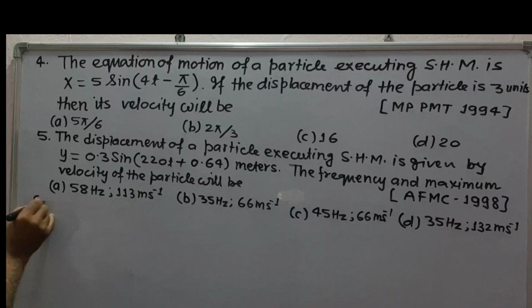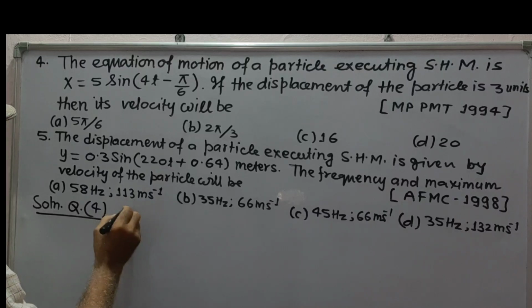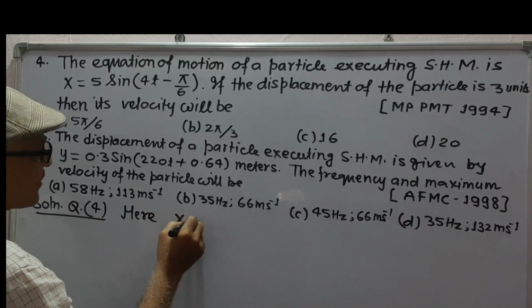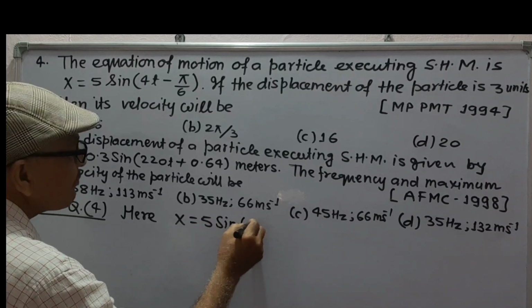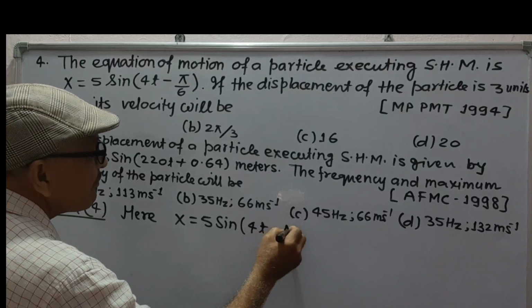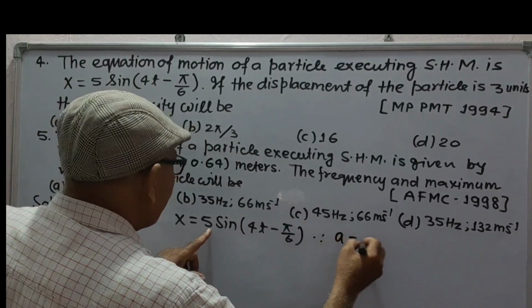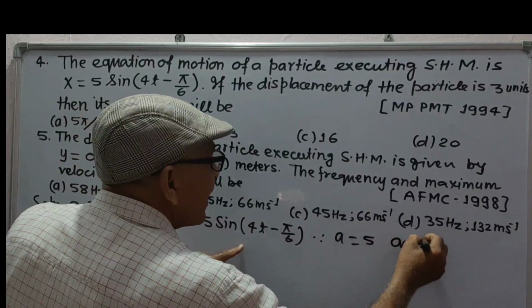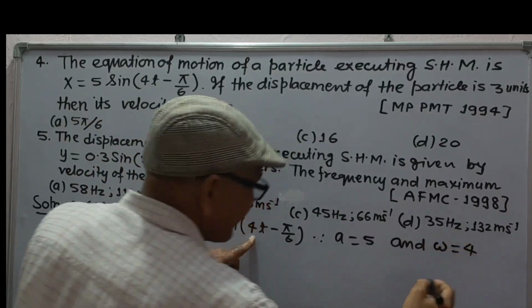Now, solution to question 4. Here x is equal to 5 sin (4t minus pi by 6). Therefore, amplitude A will be equal to 5 units and angular velocity omega is 4 units.